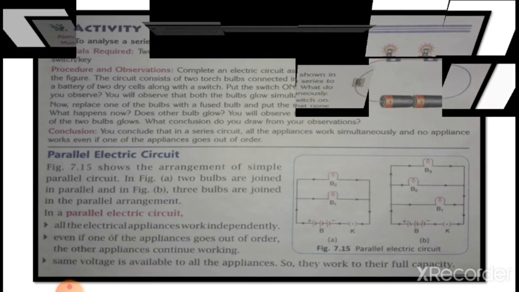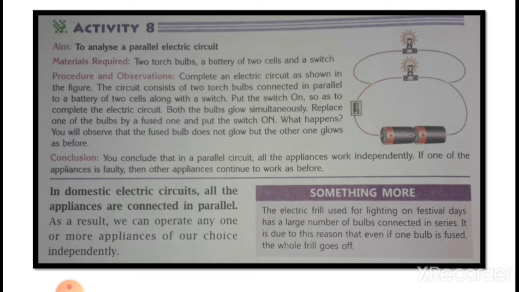And activity number 8 is to analyze a parallel electric circuit. Two torch bulbs, a battery of two cells, and a switch. Complete an electric circuit as shown in the figure.